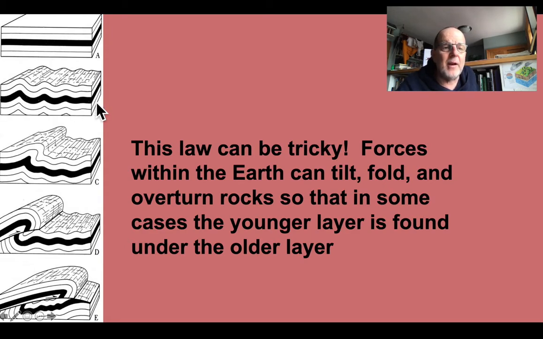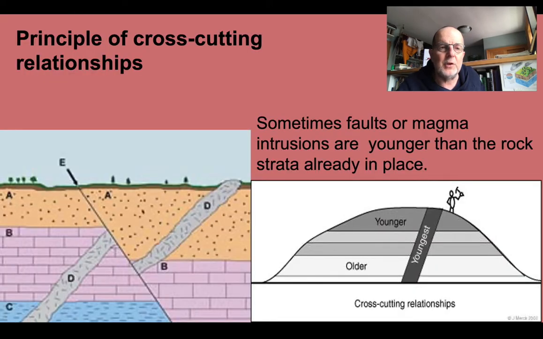Tectonic forces at either end of this horizontal layering are pressing against the rock, deforming it, folding it, until you get to the point where you've actually turned over part of the rock. And so now you want to know what's the oldest and what's the youngest, and it begins to get a little tricky. So you need to know that tectonic forces can play with the principle of superposition. The principle of cross-cutting relationships.